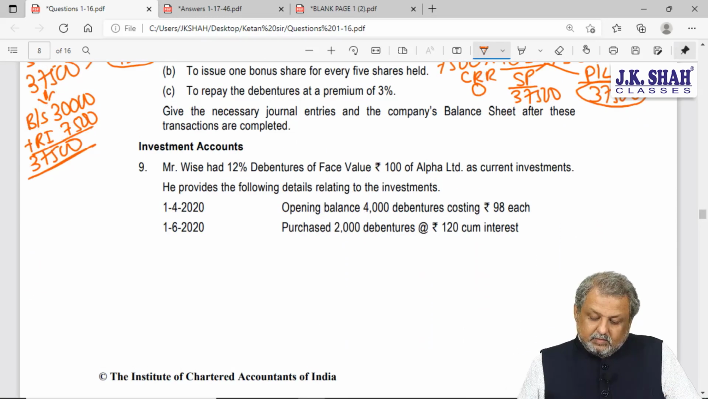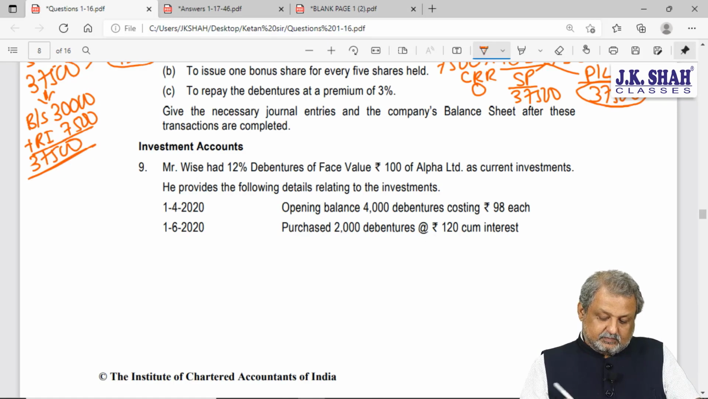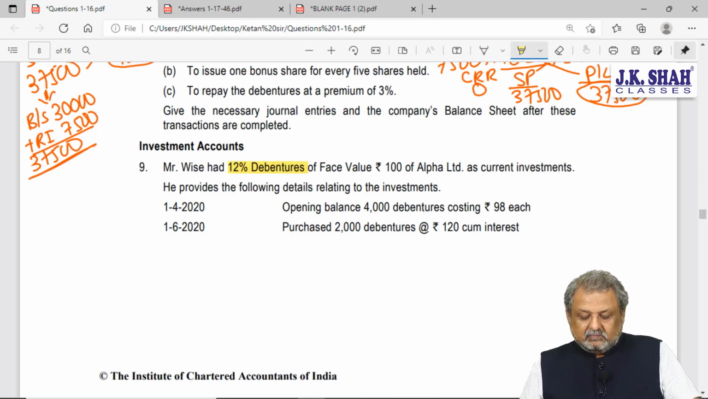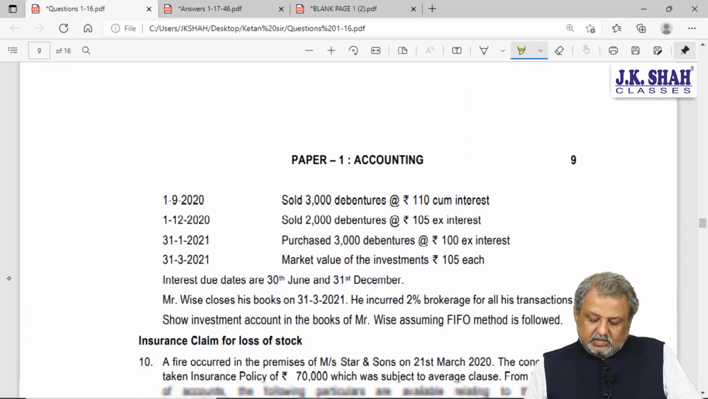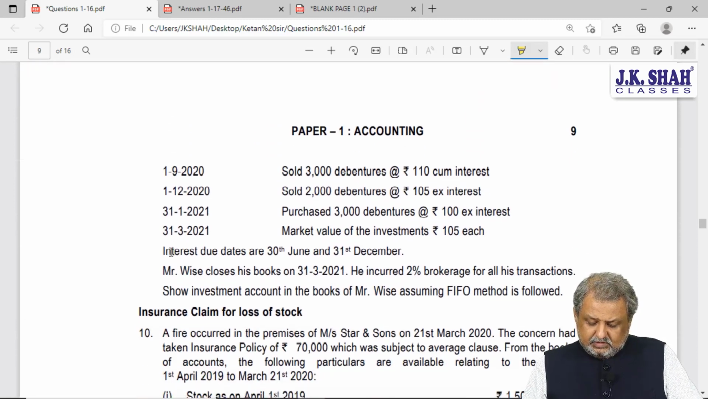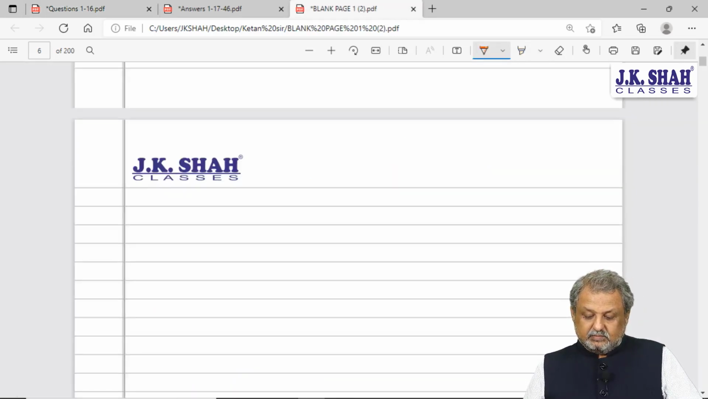Please follow that. Now, the next question is on investment accounting. A very simple question. It is 12% debentures, so fixed income bearing securities. On 1st April, the opening balance is given. So the accounting year is April to March. And in the last line, they are telling us the interest due dates are June and December, and FIFO method. OMG, FIFO method.